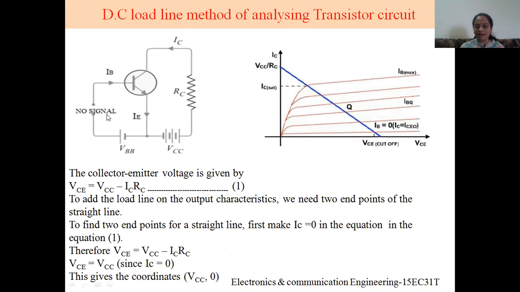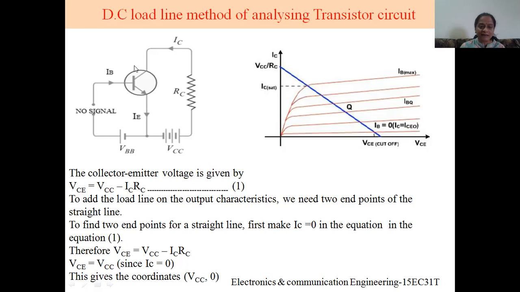No signal is applied, and this is the output characteristics. In the output characteristics, it's between collector emitter voltage and collector current. And this is the DC load line, the blue color line, which is drawn, which joins the cutoff point and saturation point. So how to get these points?